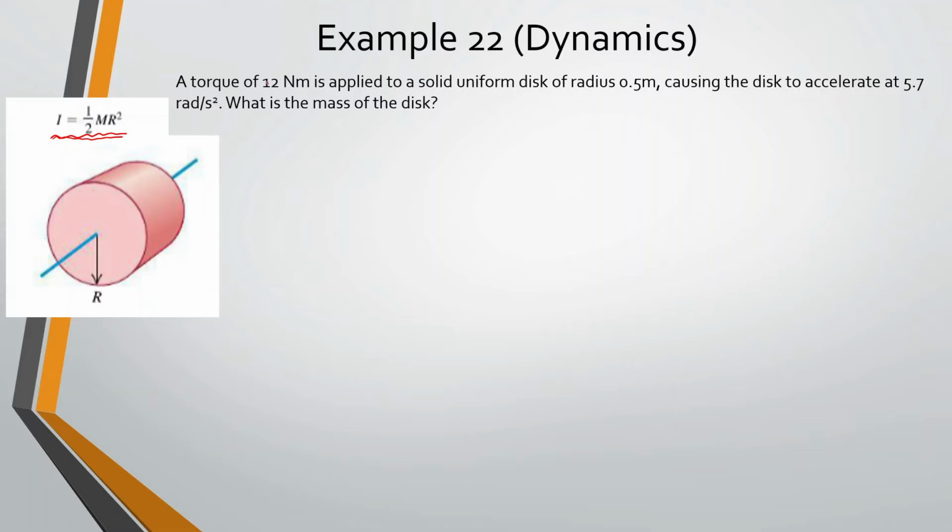Okay, so a torque of 12 newton meters is applied to a solid uniform disk of radius 0.5 meters. So this is going to be 0.5 meters. That's the radius. Causing the disk to accelerate at 5.7 radians per second squared. What is the mass of this? So something is making this twist with a certain force, giving it a torque of 12 newton meters. So now we want to find the mass of this.